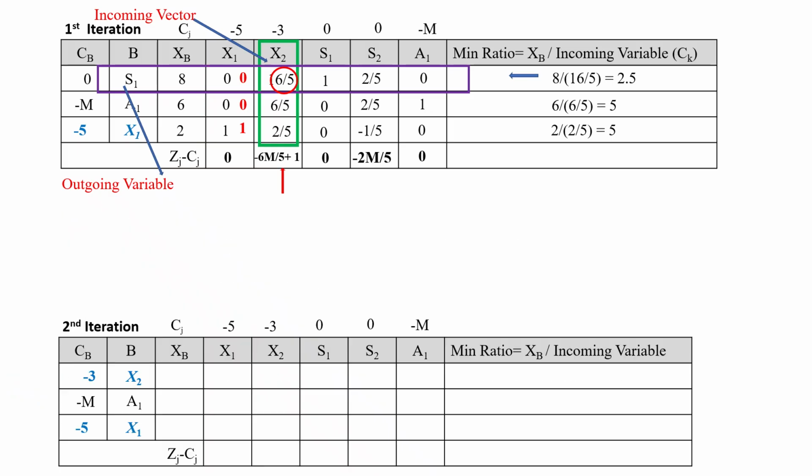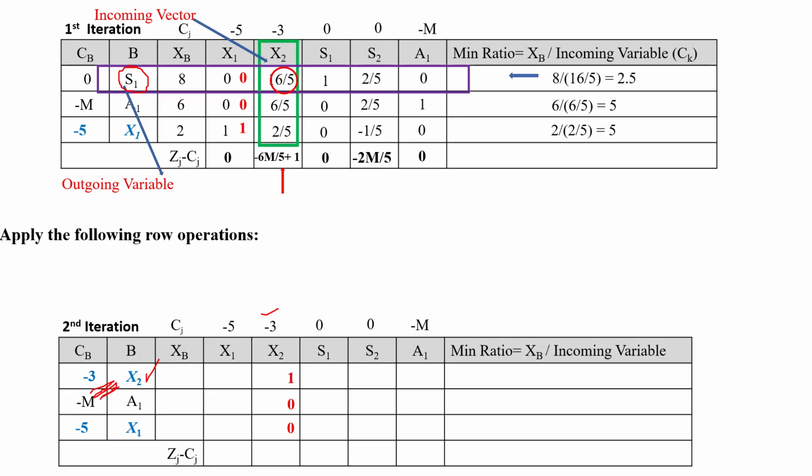So here the x2 variable is the incoming variable and the s1 variable is the outgoing variable. So we have to replace s1 with x2. Enter the x2 variable in the new simplex table, that is the second iteration table. Its cost coefficient value is -3, so I have to write down the -3 in the CB column.